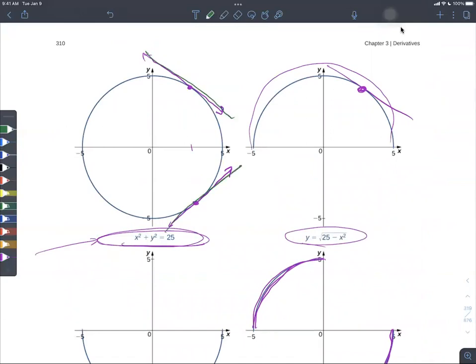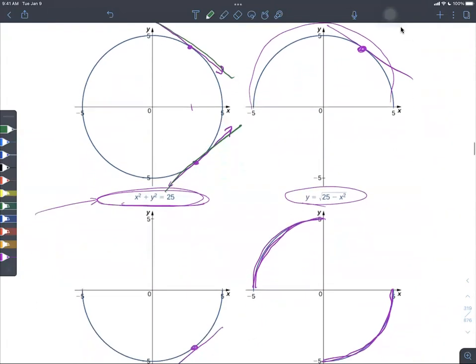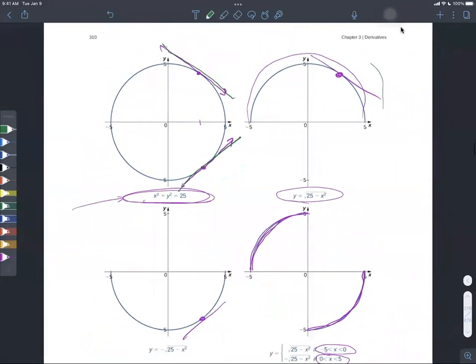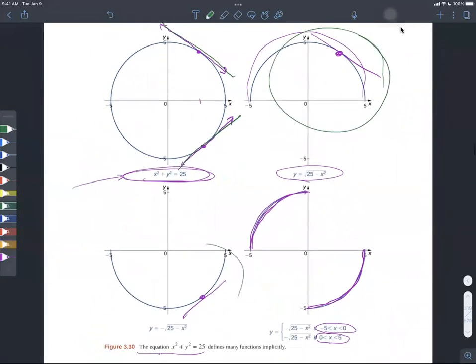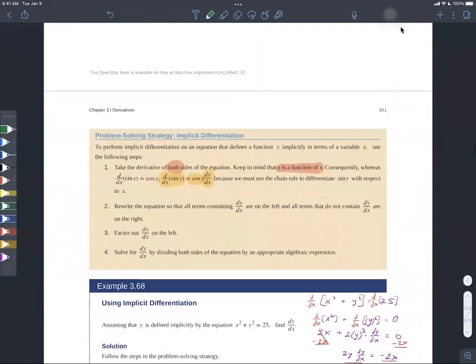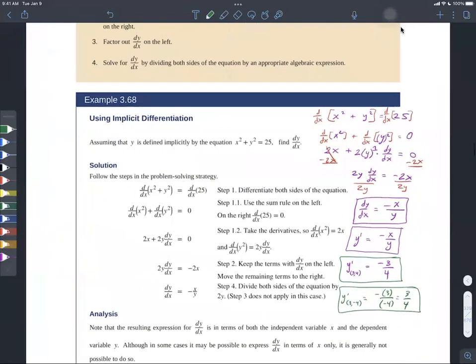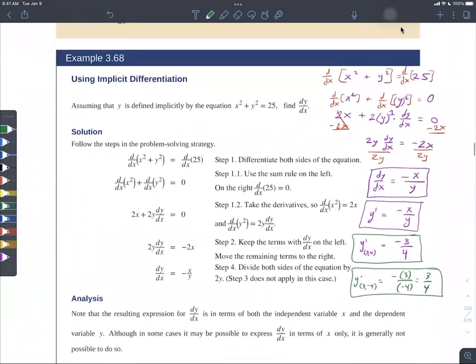And notice that we found both of these slopes from a single derivative. We didn't have to use 2 different functions, like here and here, to find the slope of each of those individual tangent lines. We were able to do it using implicit differentiation, basically with one equation.